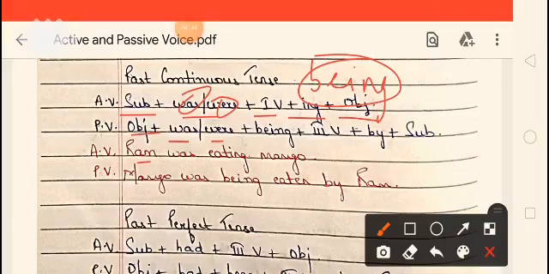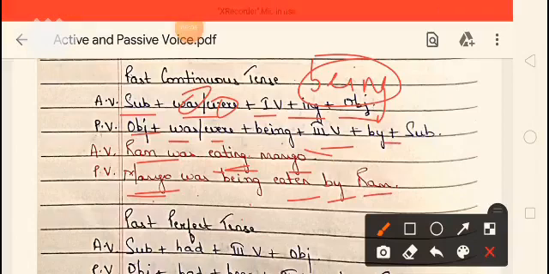Now for example, Ram was eating mango. So mango will come in place of Ram, and as mango is singular, was is used. Then the word being is used, then the third form of the verb eat, that is eaten, then by, then our subject Ram.